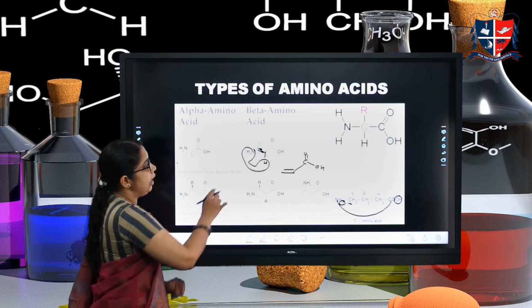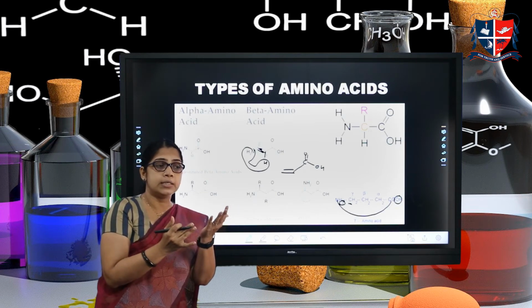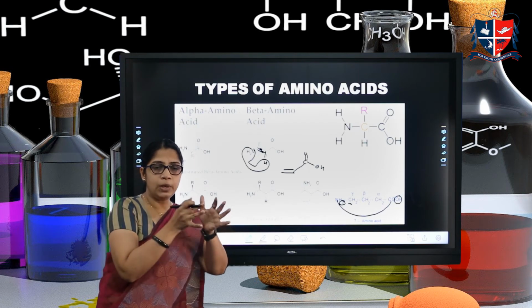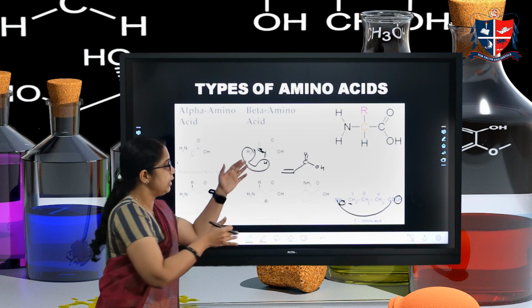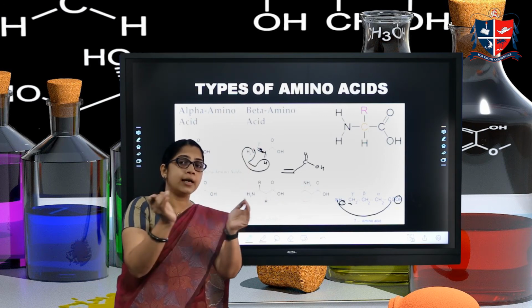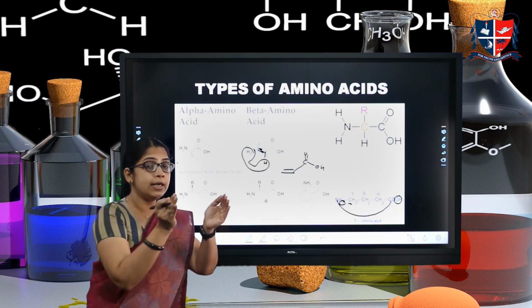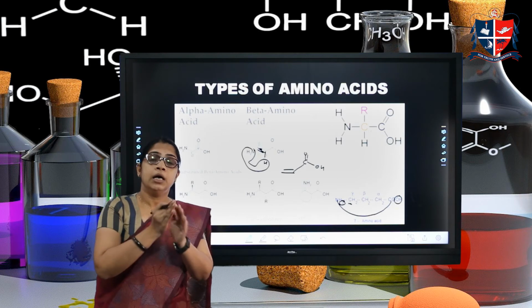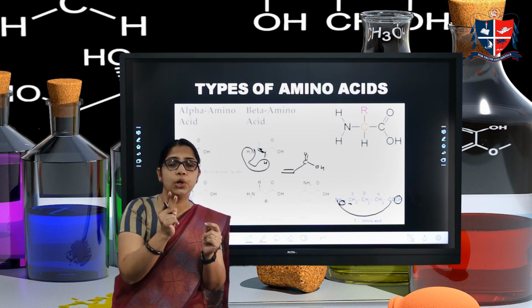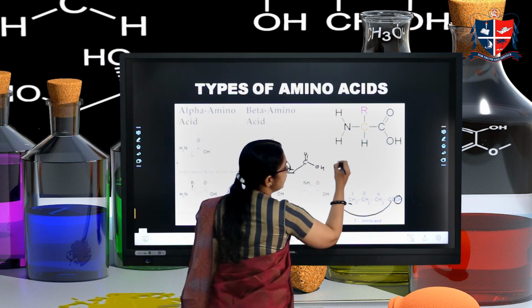In the case of alpha amino acid, the thing is different. For beta and gamma, only one molecule participates in the reaction, and from the molecule itself it leaves a molecule of water or ammonia. But in the case of alpha amino acid, two amino acids condense together. Two alpha amino acids condense together, and it leaves two molecules of water, not one. It forms a cyclic product.